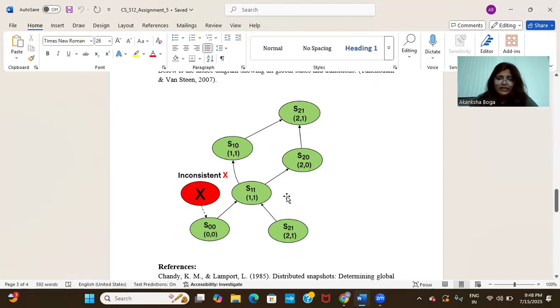So now, these lines show the steps taken, like this is a transition. This line shows a transition from S00 to S11. So this is a valid path. Valid paths follow proper order, like S00 goes to S10, and then to S11, and then to S21. So it's like this, from here to here, here to here, and here to here. This diagram also shows which states are not allowed, like S01, where the order is broken. As here you can see, it is shown as an inconsistent state.